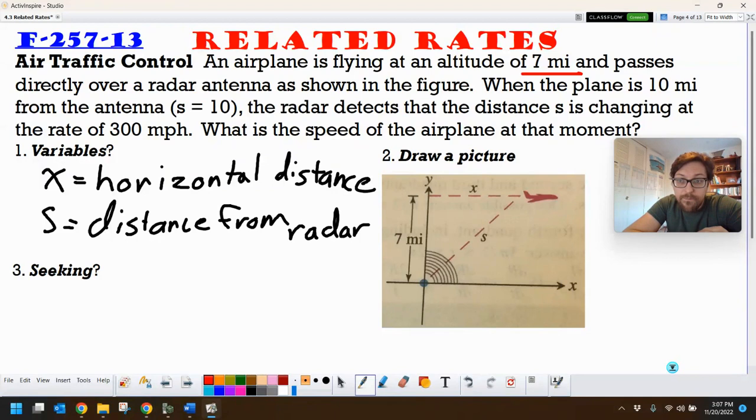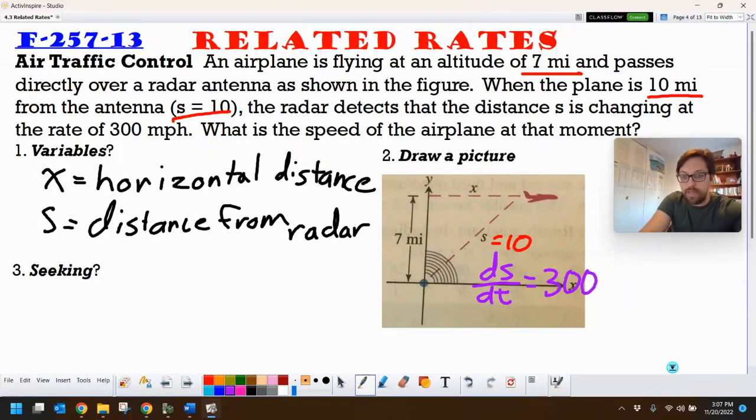Next, we have the plane is 10 miles from the antenna. So that is talking about this S value, and the problem even told us that, hey, S is 10. And then the radar detects the distance S is changing at a rate of 300 miles per hour. So that is the change in that S value. That would be our dS/dt, the change in S as time is changing, is going to be that 300 value.